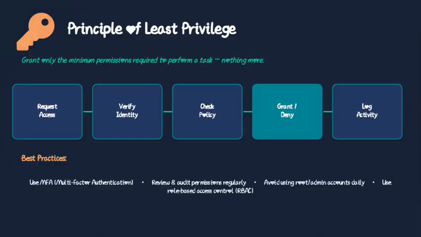This principle means giving users only the minimum permissions they need. The flow is simple: request access, verify identity, check policy, grant or deny, then log the activity. Best practices include enabling MFA, auditing permissions regularly, and using role-based access control.